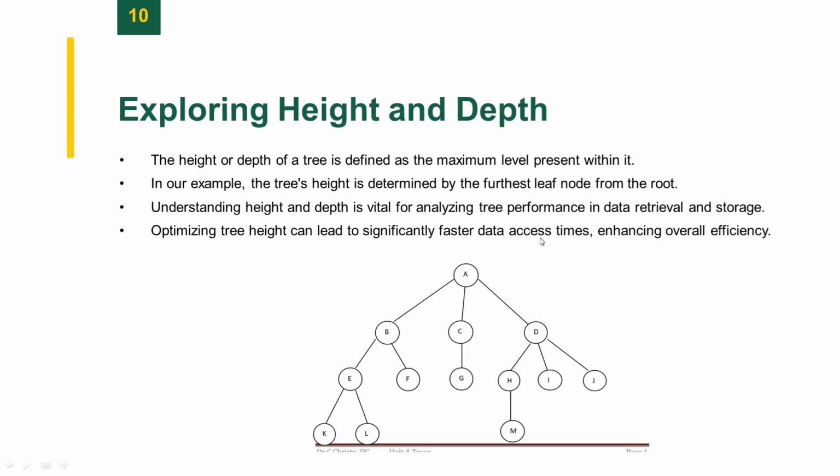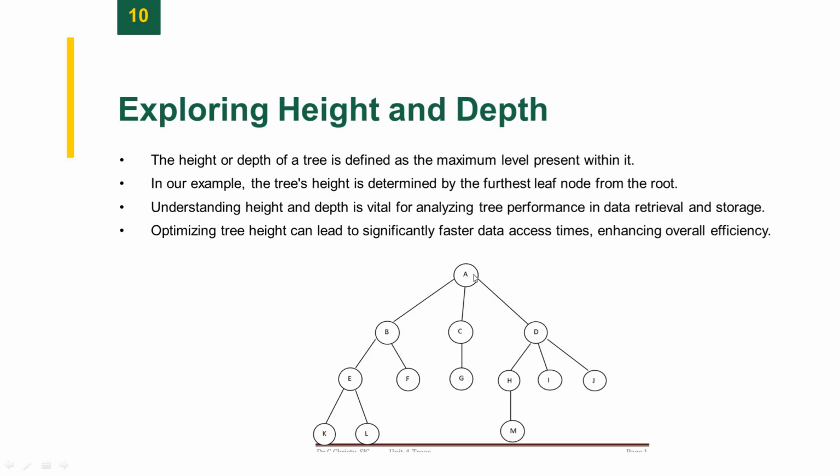Exploring height and depth. The height or depth of a tree is defined as the maximum level present within it. In our example, the tree's height is determined by the furthest leaf node from the root. Understanding height and depth is vital for analyzing tree performance in data retrieval and storage. Optimizing tree height can lead to significantly faster data access times, enhancing overall efficiency.